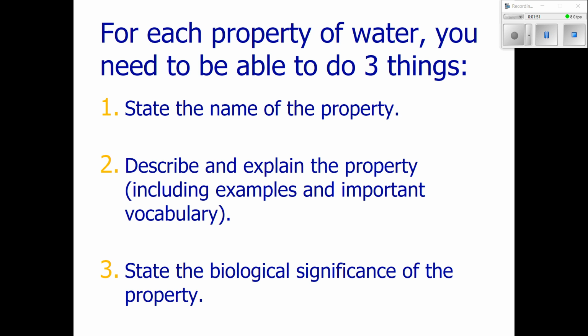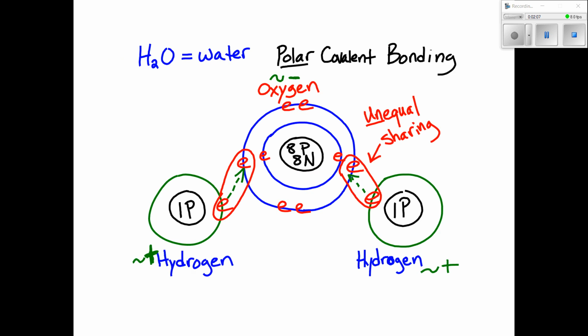In other words, why does this property of water matter to life on Earth? How are plants and animals and other organisms affected by this particular property? That's what we mean by biological significance.